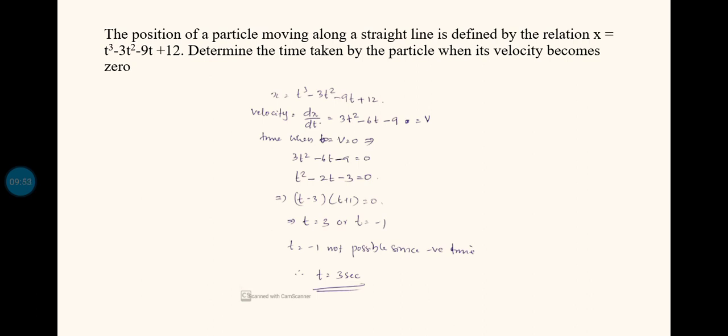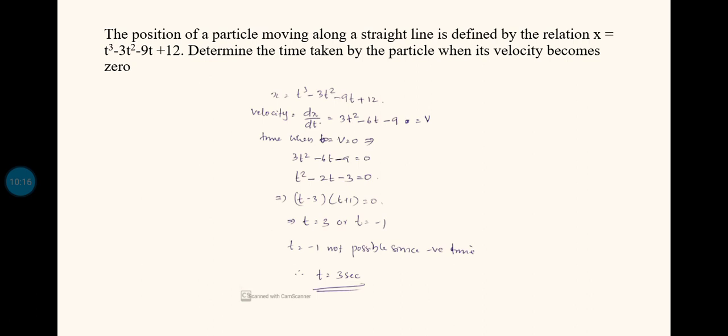Second degree equation, we can simplify (t minus 3)(t plus 1) equal to 0, or we can do it in the calculator, whatever method it may be. Anyway, after solving, we will get t is equal to 3 or t is equal to minus 1. Since it is a second degree equation, you will have two values. The first value is t is equal to 3, and the second value you got is t is equal to minus 1.